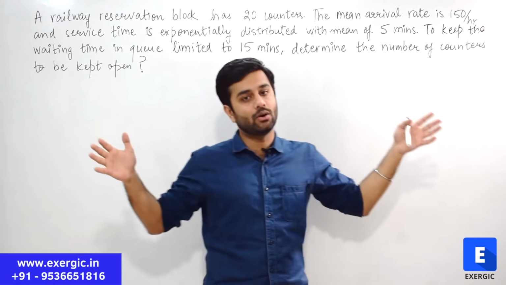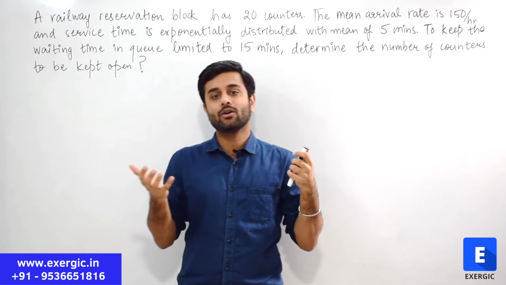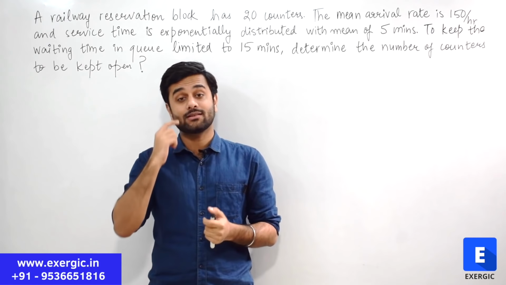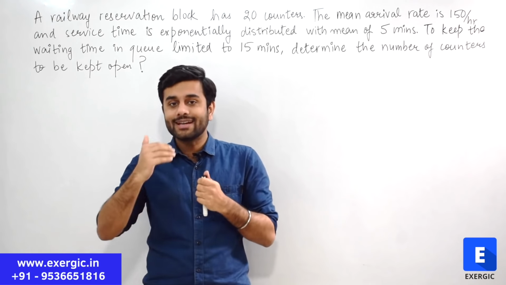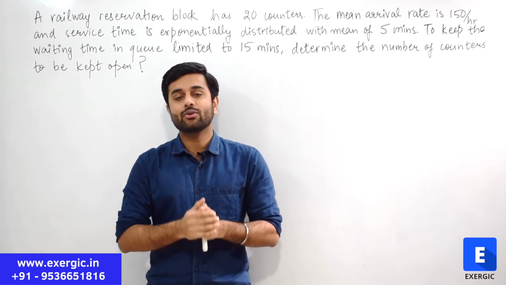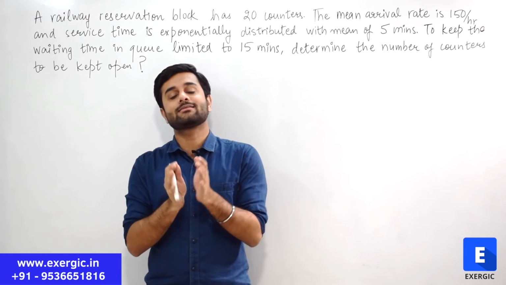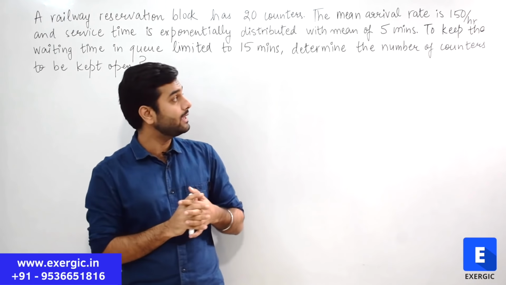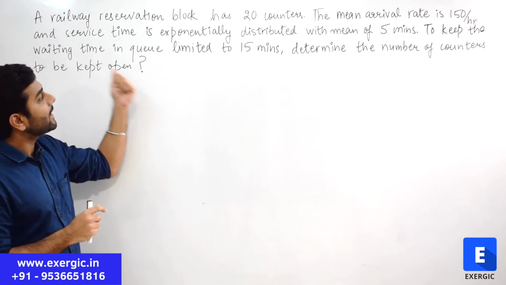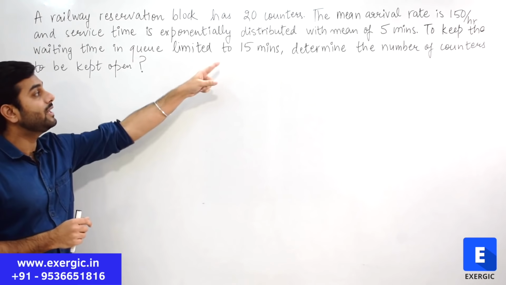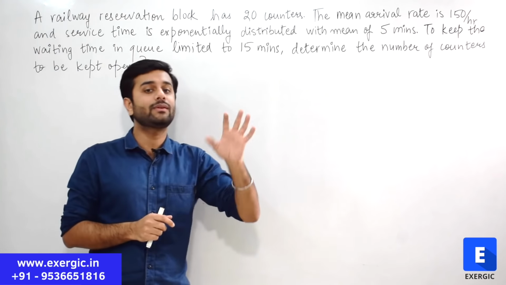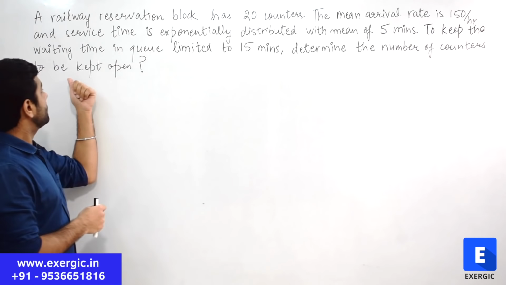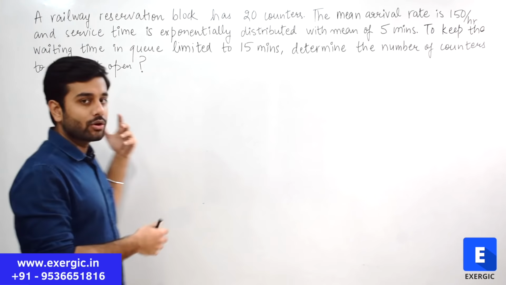So it has 20 counters, but not all are required to be opened. Depending upon how much crowd there is or how much waiting time you want to keep, you can decide to open more or fewer counters. The last statement of the question says that to keep the waiting time in the queue limited to 15 minutes, determine the number of counters that need to be kept open.